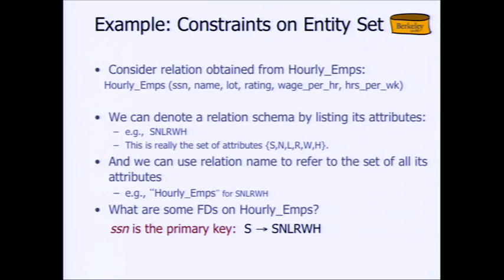Moreover, S is a primary key. So if you match on all attributes, there's only one tuple. You can't actually match on all attributes unless you are the same tuple. But S determines SNLRWH means that if you have S, you have all the attributes determined.